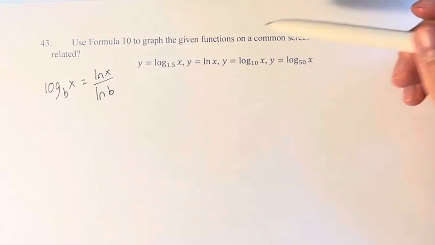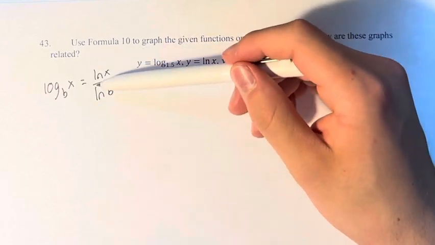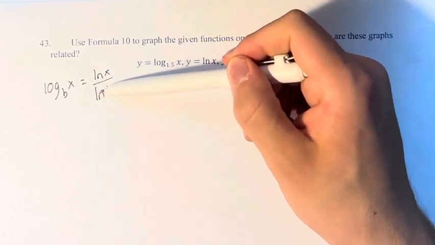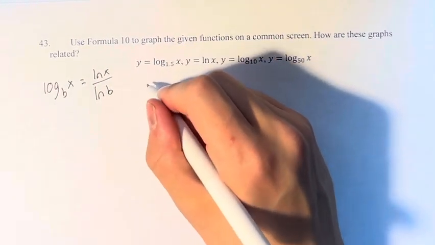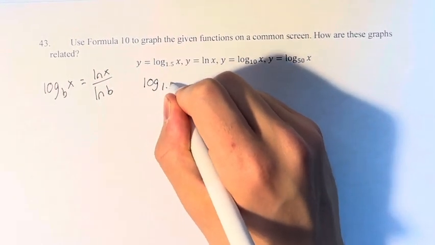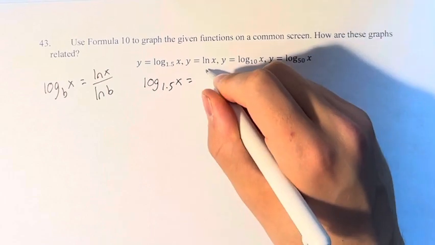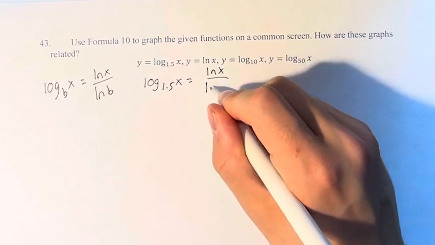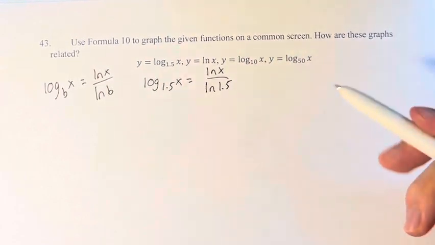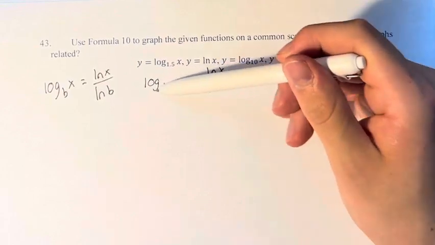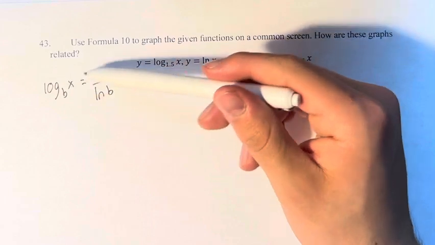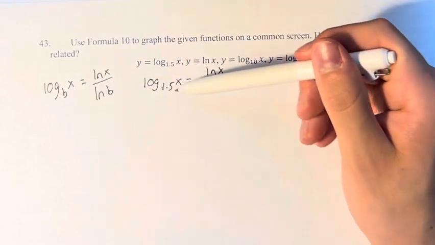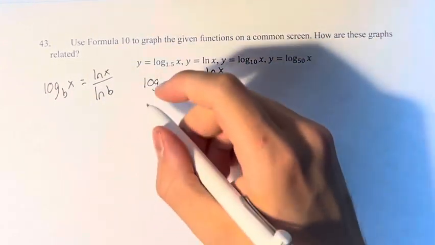And what we're going to do is use this to turn all of these into different fractions and then graph those fractions in Desmos. So log base 1.5 of x equals ln of x over ln of 1.5. If you don't remember which one has to go in the numerator and the denominator, if you can't remember this expression perfectly, all you have to do is remember, base goes in the bottom.